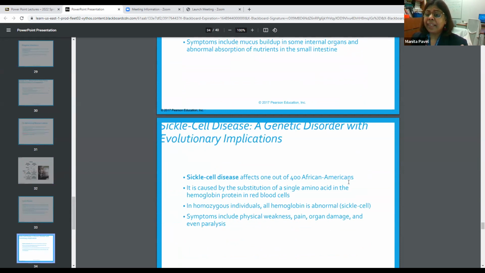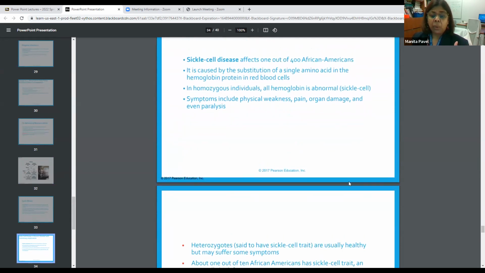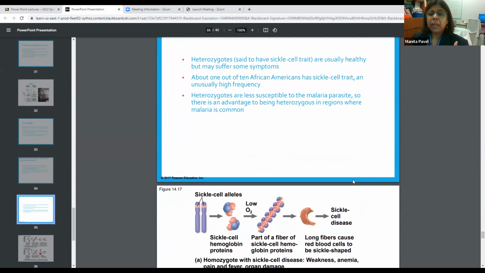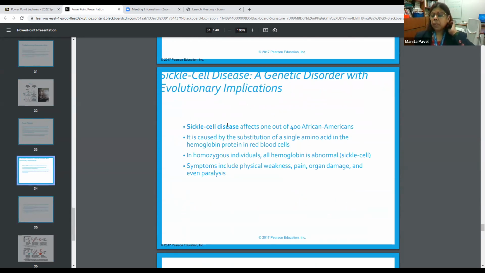Let's look at sickle cell disease. Sickle cell anemia is predominant amongst African Americans and Africans and their descendants. And 1 out of every 400 African Americans is affected by sickle cell anemia. Now, what is sickle cell anemia on account of? There is a substitution of a single amino acid, glutamic acid, with valine, GLU and VAL.